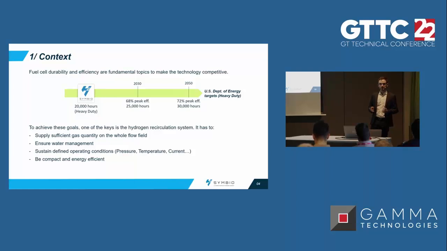To reach these targets, the system is critical, and especially the hydrogen recirculation loop, because it has to provide first enough gas, meaning enough hydrogen in all the flow fields, all the cells, all the channels, and enough water to ensure water management. Also, it has to sustain the operating conditions that we define, so they are optimized to get the best performance and the best efficiency. And finally, the system has to do all of that while being compact, efficient, and lightweight.